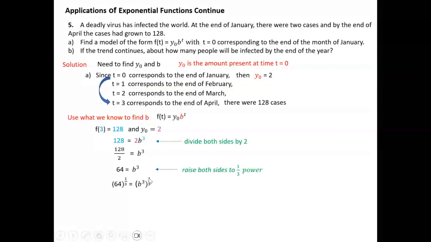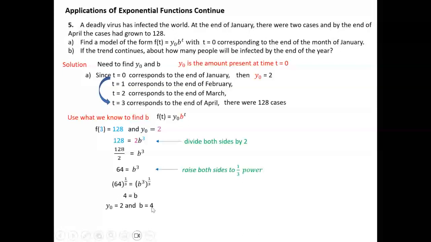Right here, the b to the third to the 1/3 power. We apply the power rule. When you have an exponent raised to an exponent, you multiply the powers. So 3 times 1/3 will give us 1. That's why this will become 1. So 64 to the 1/3 power is 4. So b is equal to 4.